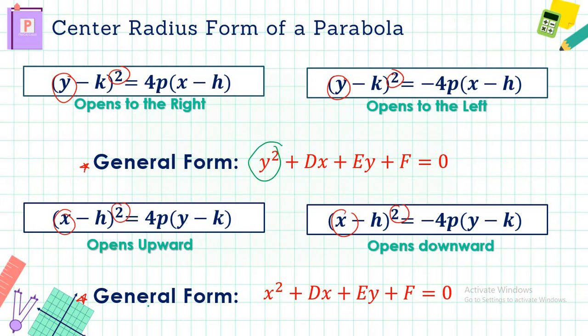Similarly, in the general form of a parabola that opens either upward or downward, the variable that is squared is x. If you are simply given a general form, you will have a hard time determining the orientation. That's why we need to transform the parabola from general to standard form, so that we'll be very certain what the opening of the parabola is. Again, take note of the different standard forms and their corresponding general forms.